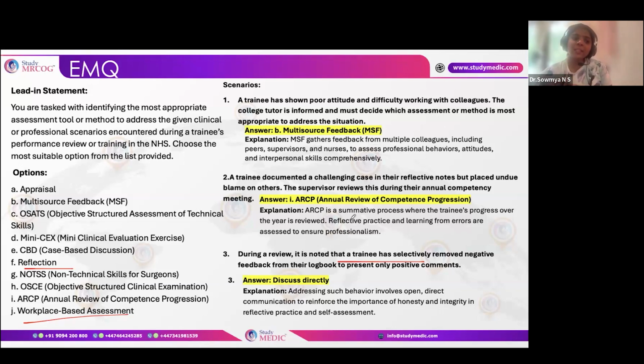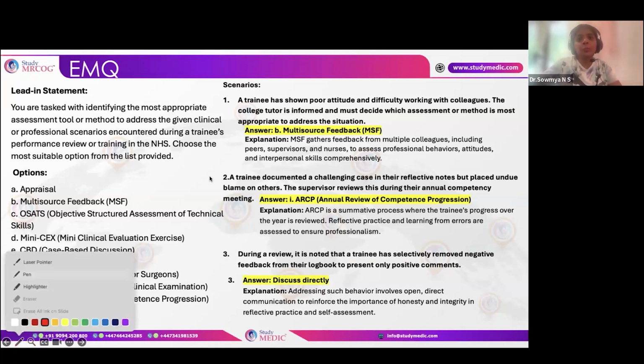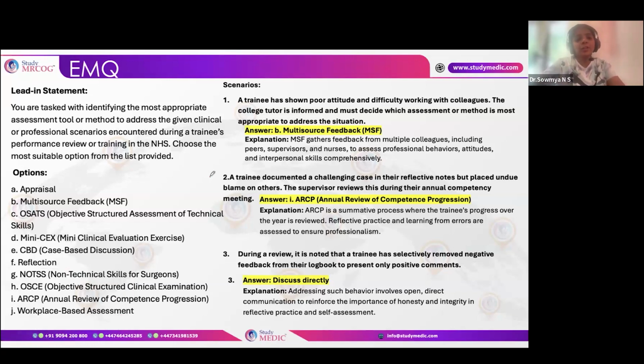And workplace-based assessment is a huge thing. Ideally, what you need to do is discuss with the trainee directly that this is not correct, you cannot do this. And even if they are persistent, you are going to escalate to the educational supervisor. Is this point clear to all of you?